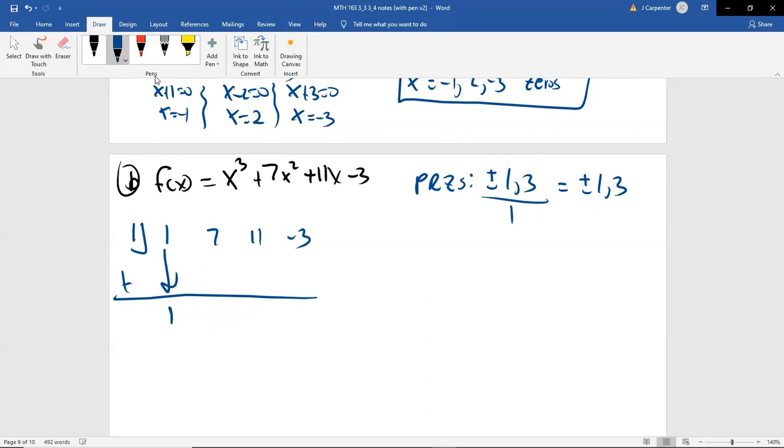So bring down the 1. Multiply by the 1. 1 times 1 is 1. 7 plus 1 is 8. 8 times 1 is 8. 11 plus 8 is 19. 19 times 1 is 19. -3 plus 19 is 16, which ain't 0. Remember, the goal is 0.